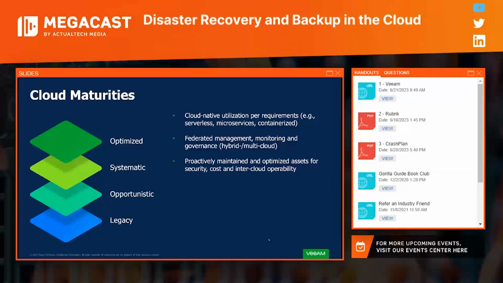They're federating the management, the observability, and the governance across their hybrid and multi-cloud. They're not using multiple different tool sets from multiple different vendors, but they're also not trying to fit square pegs in round holes. They are using purpose-built backup and recovery tools from a single vendor that can be managed in a single interface across the entirety of their environment. And then they're proactively maintaining and optimizing, these day two operations for things like security, cost, and inter-cloud operability.